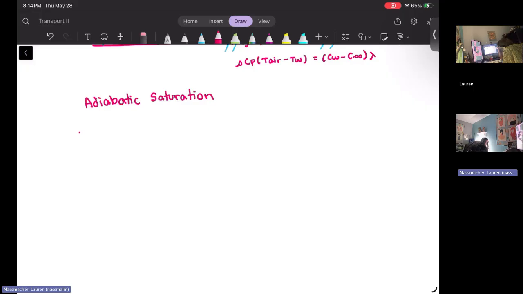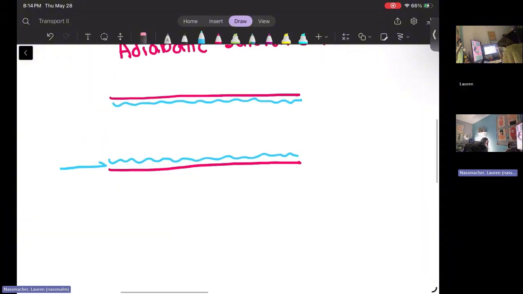So with adiabatic saturation, we have the water. I'm under the water. Help me, I'm under the water. With our temperature of the water, 1, because when it comes out, it's going to have a different temperature. It's going to be temperature 2.